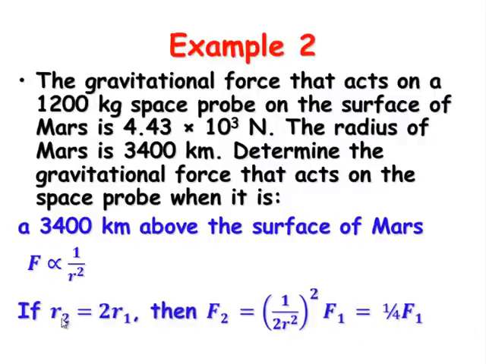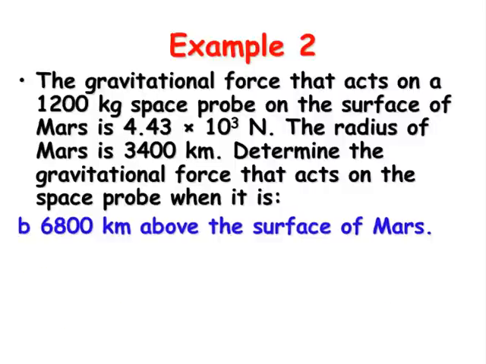So if the new radius is twice the radius at the surface, then the new force will be 1 over 2r, twice the radius, squared. Or effectively, by doubling the radius, we end up with 1/4 of the force. So if we had a force of 4.43, we now have 1.1075 times 10 to the 3 newtons at that new height. Now, instead of doubling the height, we triple the height.